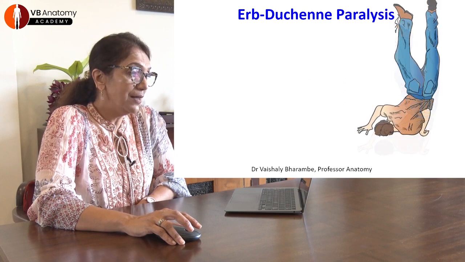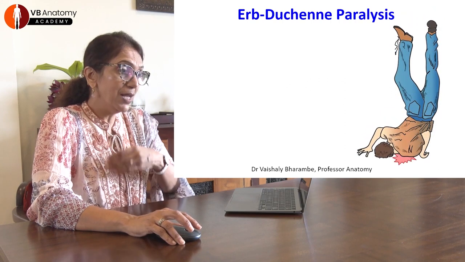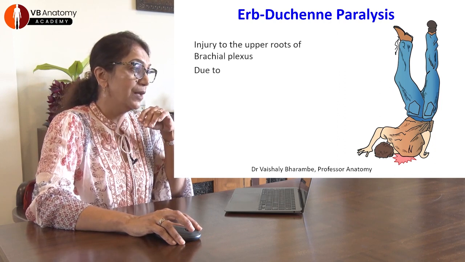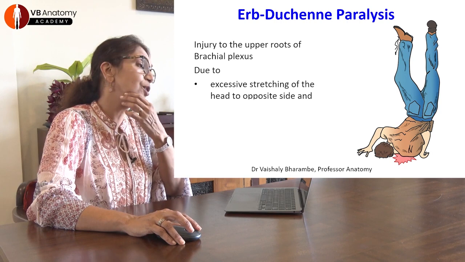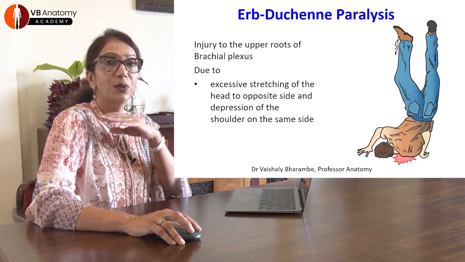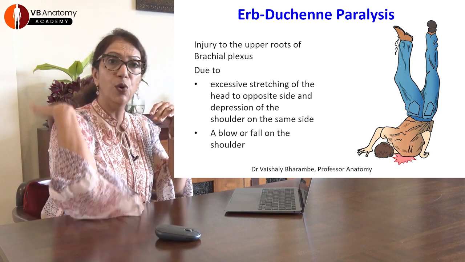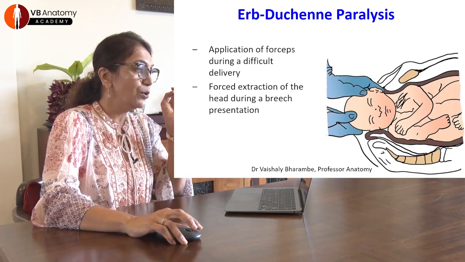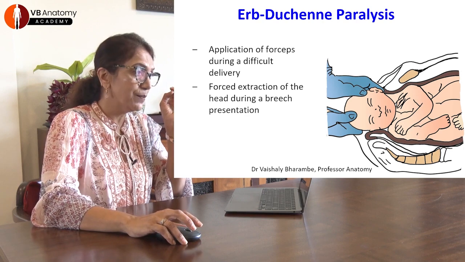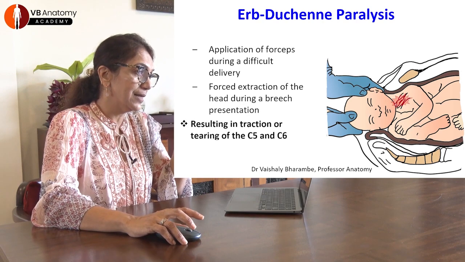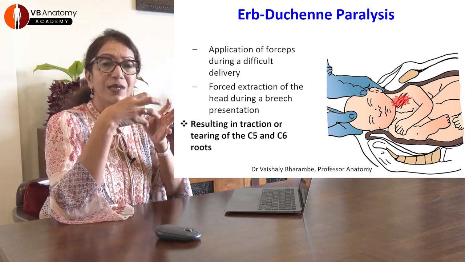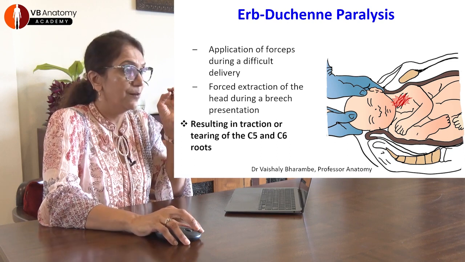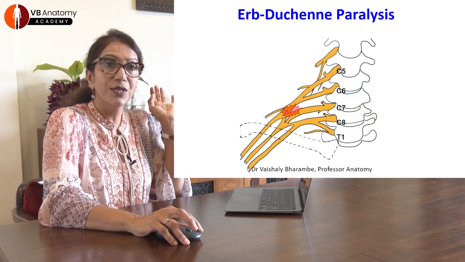Can you see this man, how badly he's fallen? Can you see how his neck is extended and the shoulders extended in the opposite direction? This kind of excessive stretching of the head in the opposite side and shoulder on the same side, or a blow on the shoulder, or if you're putting a forceps on the head during a difficult process of parturition. Okay, all this results in traction on the C5, C6 roots, resulting in Erb Duchenne's paralysis. So that's where the damage is.